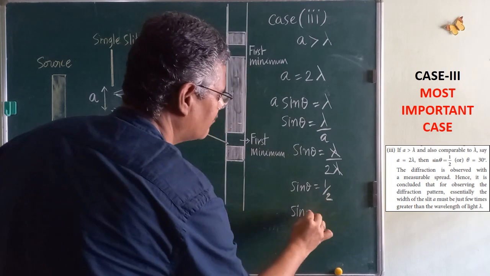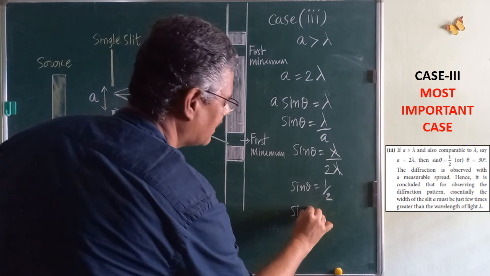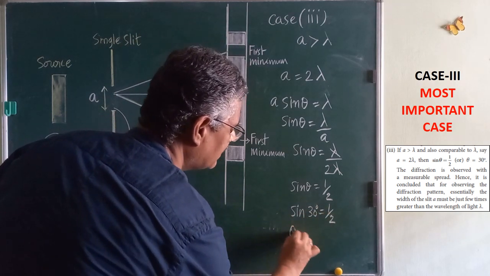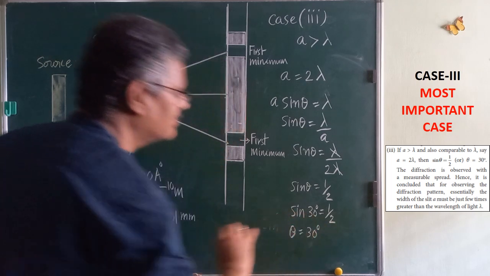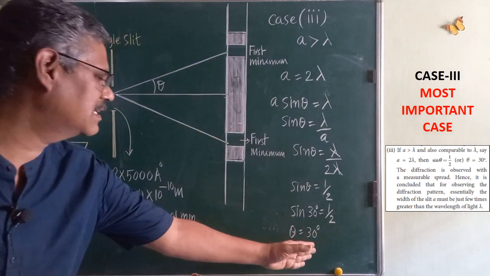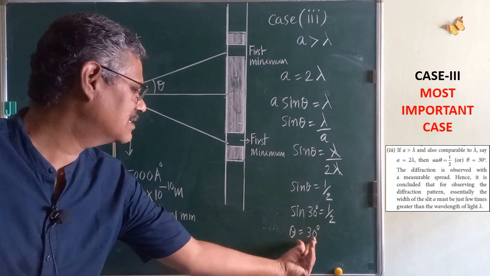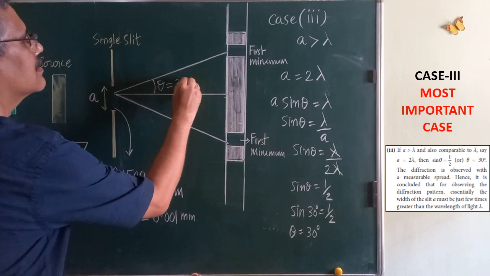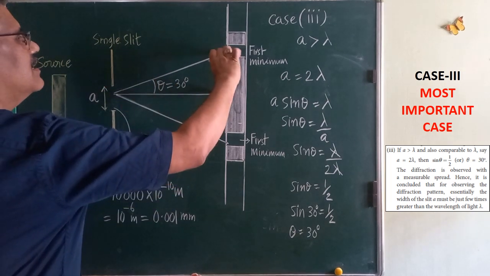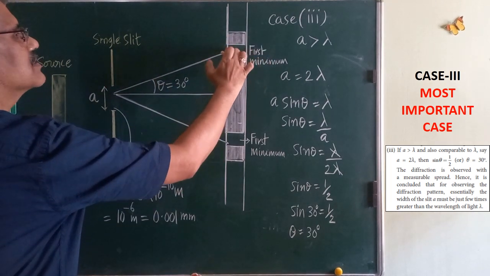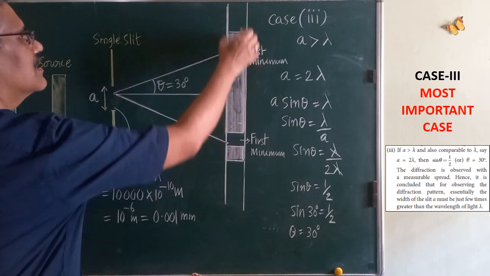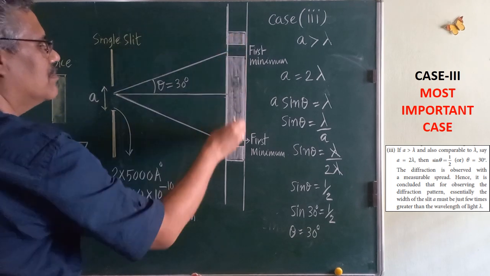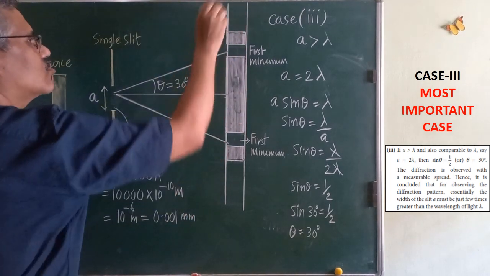Sin theta is equal to half means what would be the value of theta? Sin 30 is equal to half. So therefore theta value would be 30 degree. What does theta is equal to 30 degree refer to? It means here the angular spread would be 30 degree. So within this 30 degree, in this region, which one appears? The first minimum appears. It is within the screen, we are able to observe the central maxima, first minimum, and other fringes can also be observed.